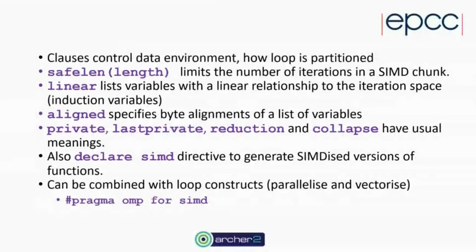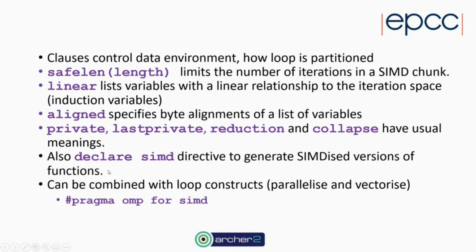And then you can add extra stuff to that. So you can tell it the size of your vector lengths to iterate over. You can say, I want to create vectors of length 4 or length 2 or length 8. You can tell it that variables are aligned or not aligned. And then you can do things like private and reduction and collapse. These are very much like normal OpenMP clauses, but we can do those kinds of things.